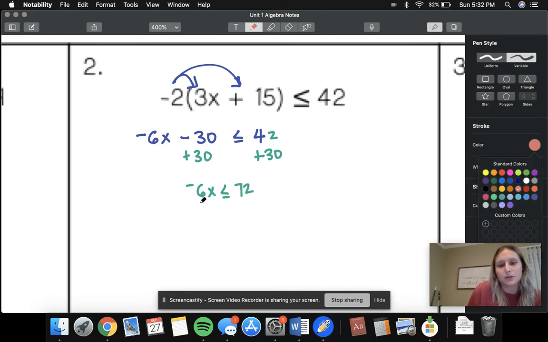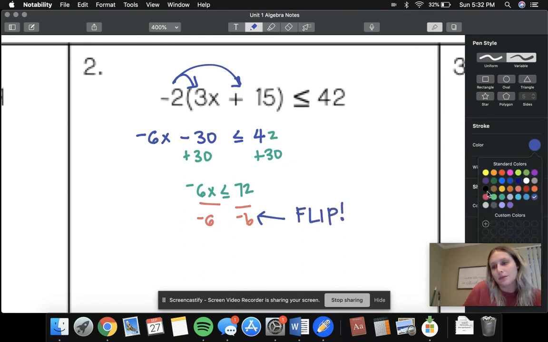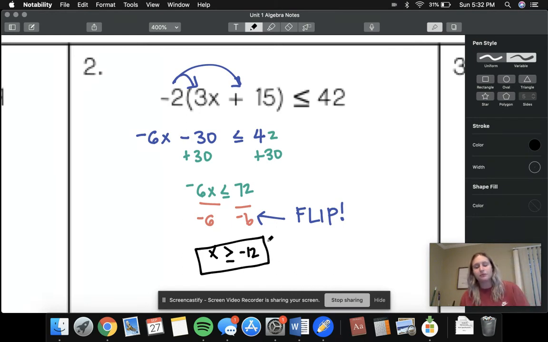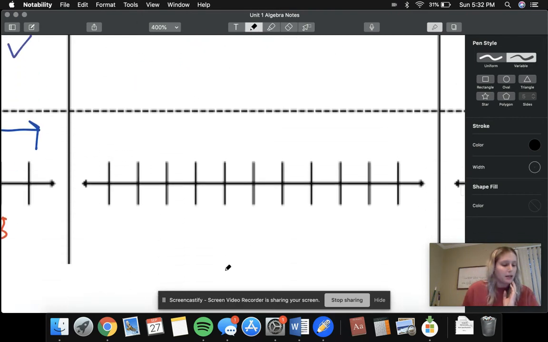Then we are going to divide by negative 6. But because we just divided by a negative number, we need to flip the symbol. So x, and we will flip this symbol over so it is greater than or equal to. And then we do 72 divided by negative 6, and we get negative 12. And x is greater than or equal to negative 12. Again, we could check any number that is greater than negative 12. We could check 0, and if we're right, we should get a true statement. But we're going to go ahead and graph it.